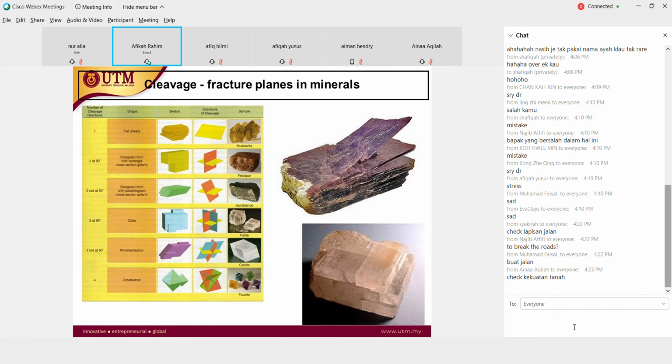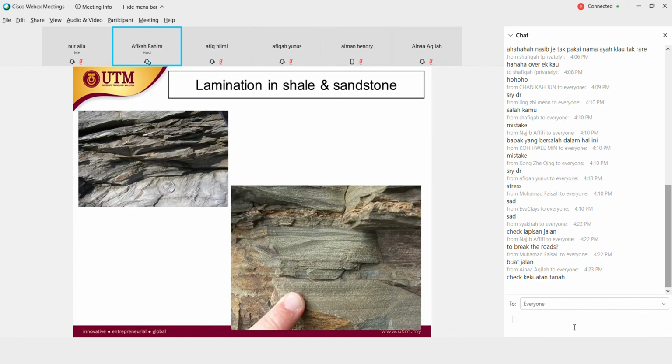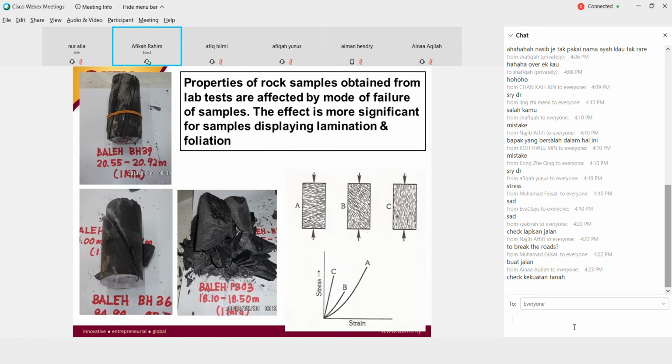This one is the cleavage, which I explained to you in the first class. And this is the mineral arrangement in the sedimentary rock, which is the result of sedimentation. So they are aligned, they look like a line like that. And then these are samples of sandstone and shale. And this one is slaty cleavage and schistosity. We have discussed this in metamorphism, metamorphic rock.